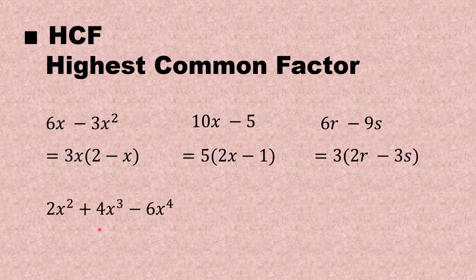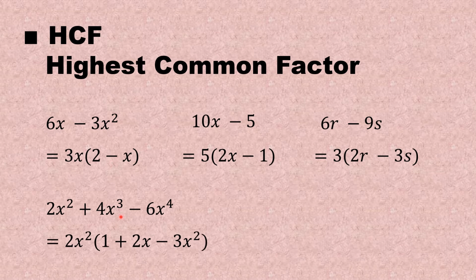Let's have a look at this one. Easy to see the numbers. The biggest number you can take out from all of them successfully, without leaving a fraction, you must be left with a whole number, is 2. So you can take out 2 from everyone. So how many x's? This one's got 4 x's, this one's got 3 x's, this one's got 2 x's. What is the most x's that you can take out from all of them successfully? It is 2 x's. Can you see all of them have 2 at least?